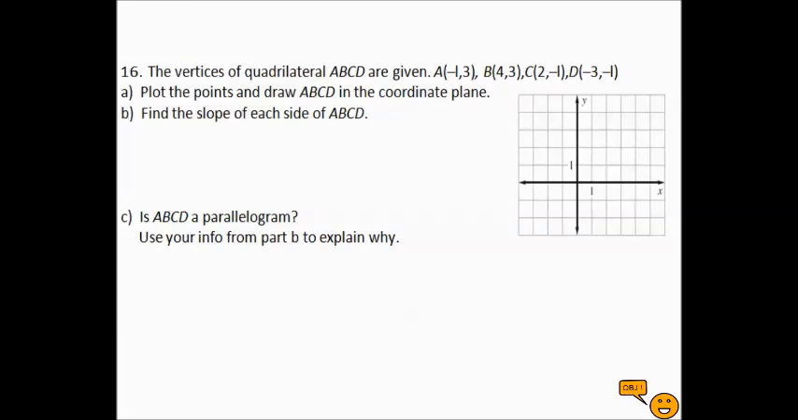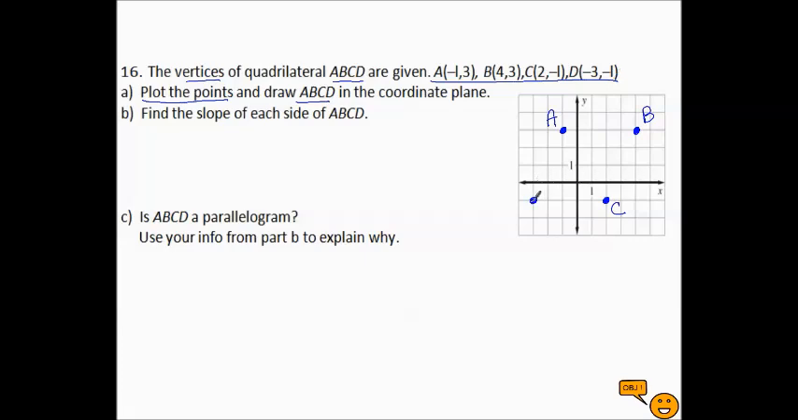The vertices of quadrilateral ABCD, in that order, are given here. First, plot the points and draw ABCD in the coordinate plane. A is (-1, 3). Put an A. B is (4, 3). Put a B. C is (2, -1). And D is (-3, -1).